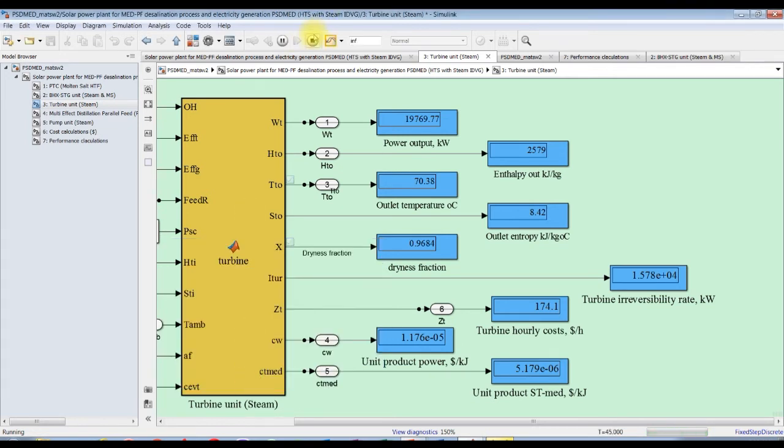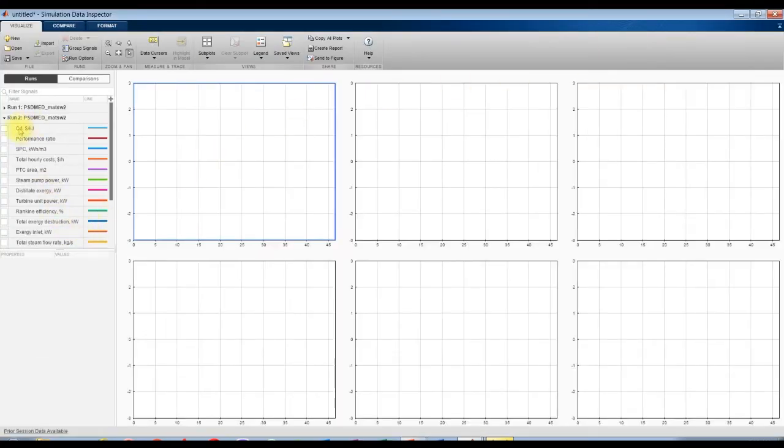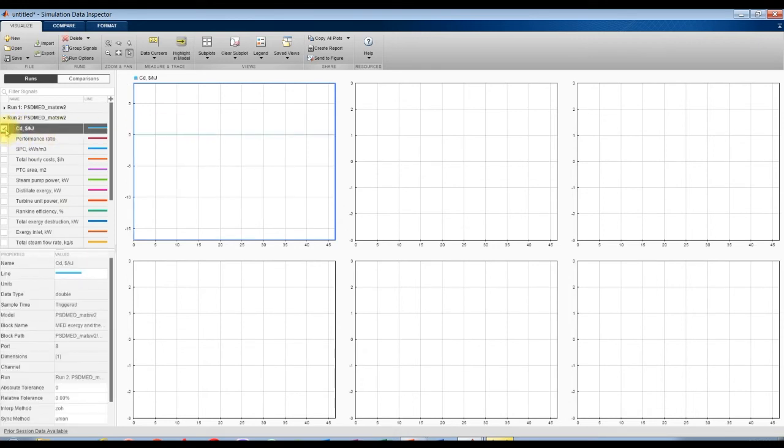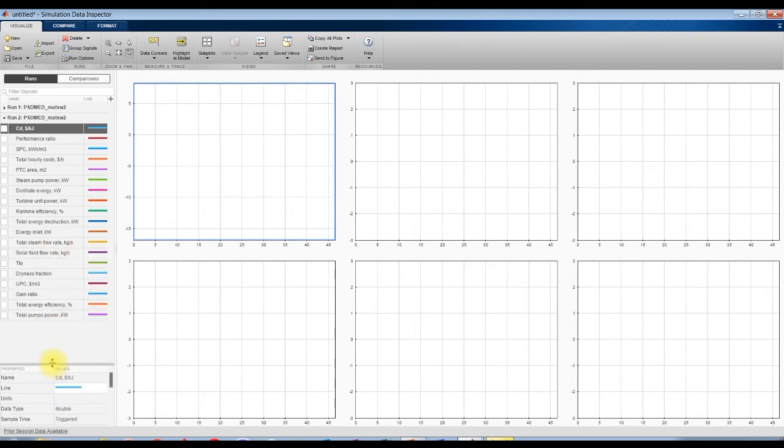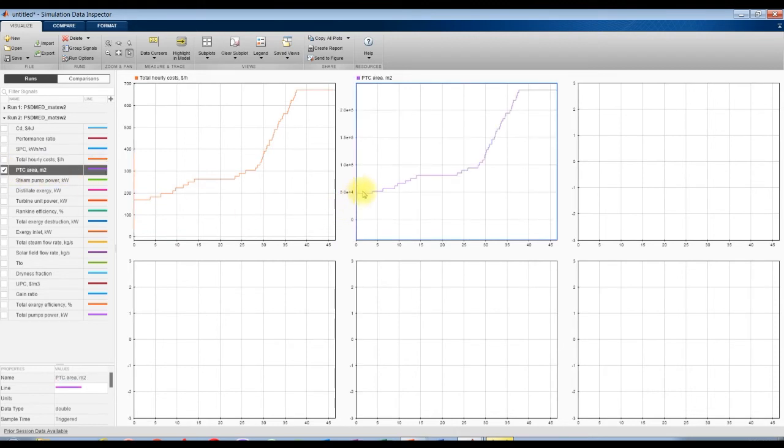Okay. Let's stop and see our results. Yes, for example, let's see, performance ratio will not change, because yes, the total hourly cost is increased, and solar field area sure is increasing, because we increased the mass flow rate.